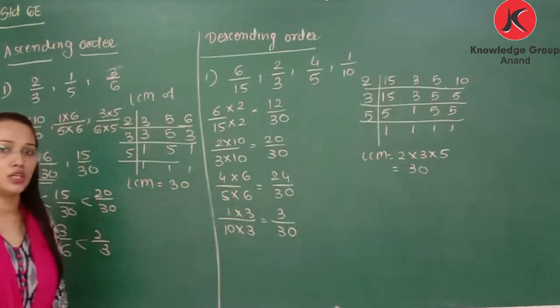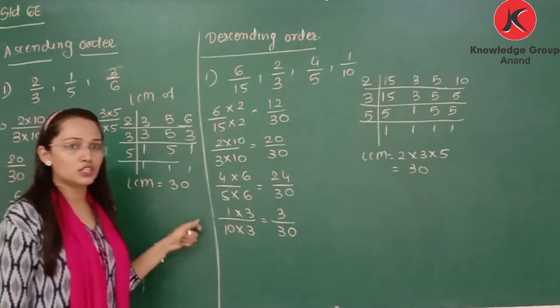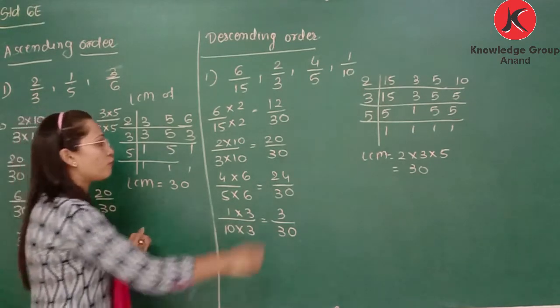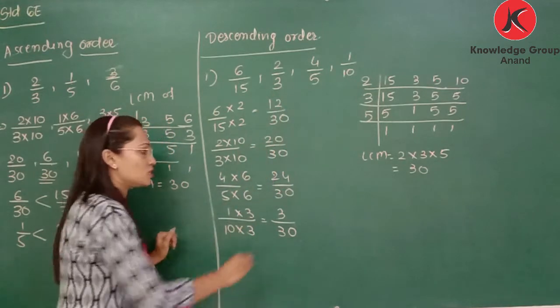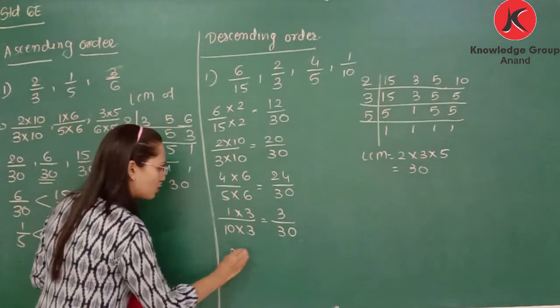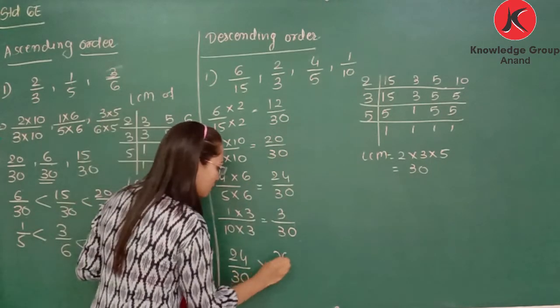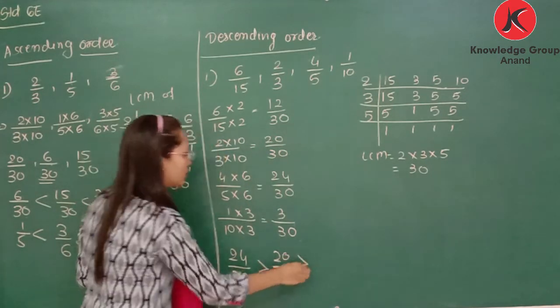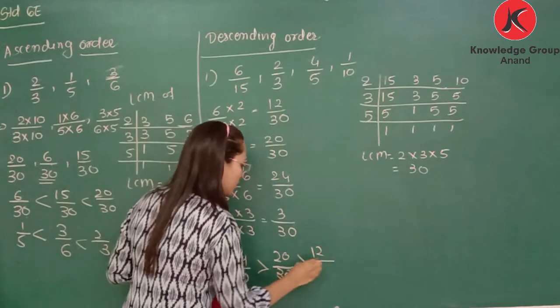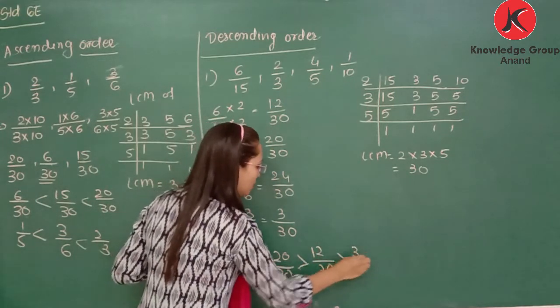Now arrange in descending order, which means the largest one will be first. So from these, which one is the largest? 24 by 30 will be the first number. Now 20 by 30 is the second number. Then 12 by 30 is third, and 3 by 30.